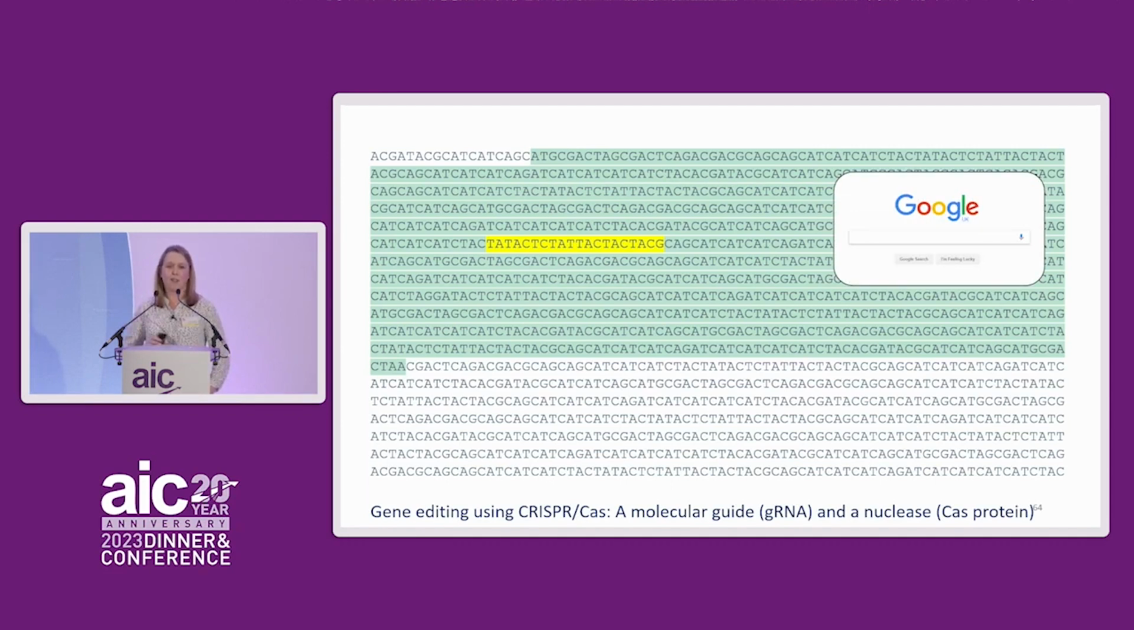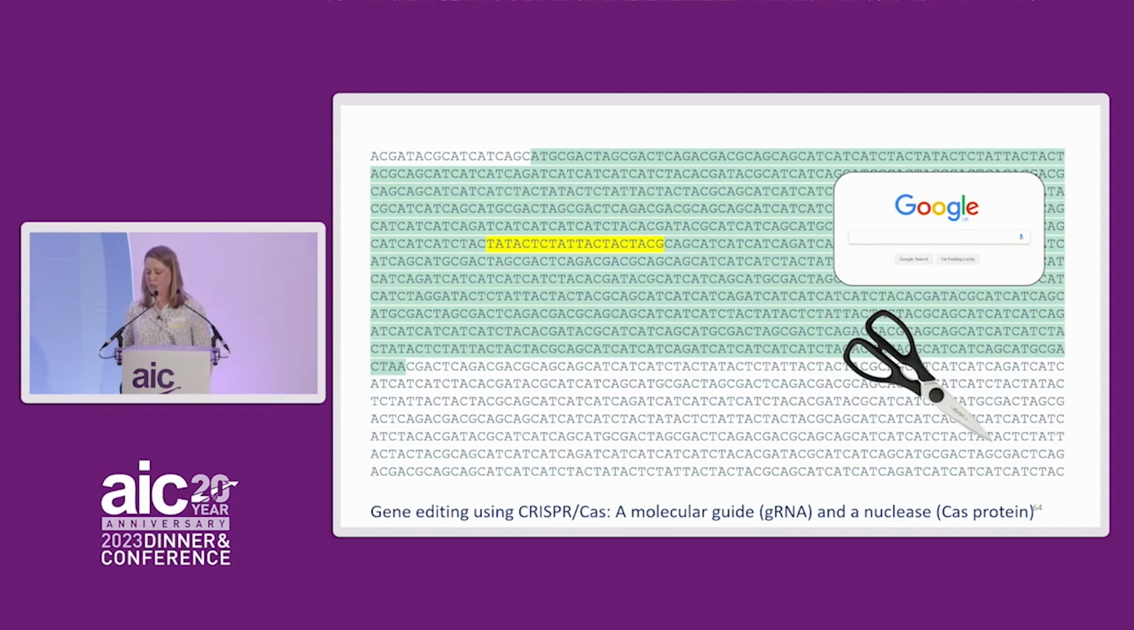We're hunting for the sequence that we want to make a difference to. We then introduce a nuclease, so an enzyme which cuts DNA. We can think of that as like a pair of scissors. So we're cutting our gene at a precise location. We're not adding anything new, we're just making a break in that region.